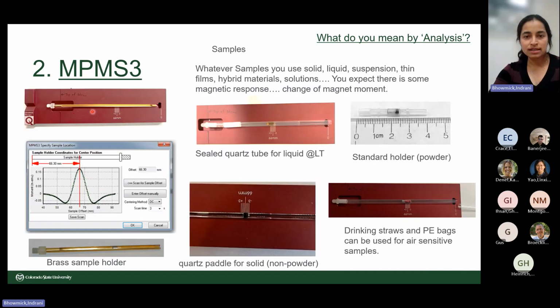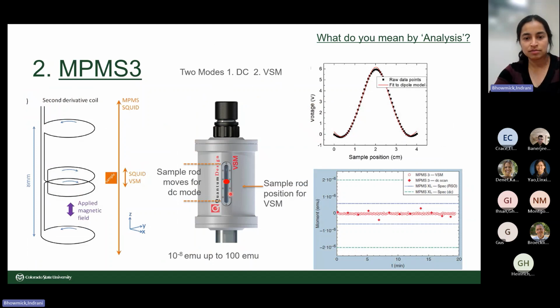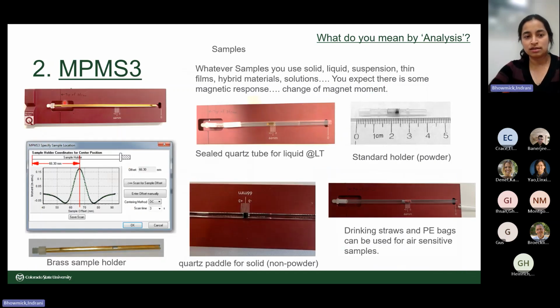So there are some things about the sample preparation. You saw here where the sample will go up and down. The long thing is our sample rod, which will just hold the sample. This is a very standard brass rod. Other than that, we have some quartz rods where you can put solid samples, which are not powder. And if it's powder, we can put it into this little holder and snap it onto those brass rods.